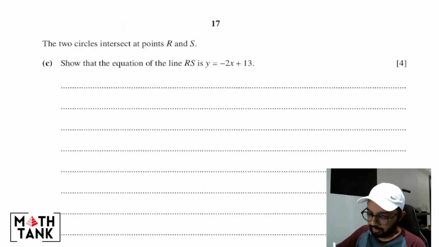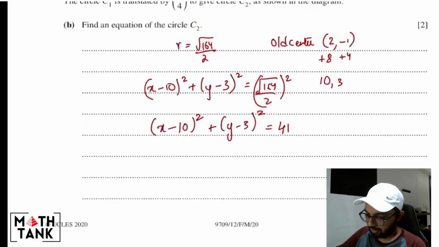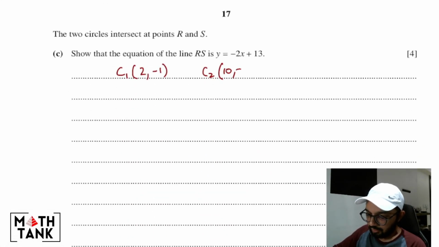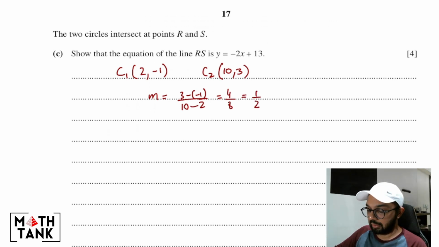Okay, so I'm going to say that I have the center C1 as (2, -1), and the center C2 as (10, 3). So I'm going to first calculate the gradient of this line. I'm going to say that that's (3 minus minus 1) over (10 minus 2). So that's 4 over 8. That gives me half. Now that's the gradient of that C1, C2 line.